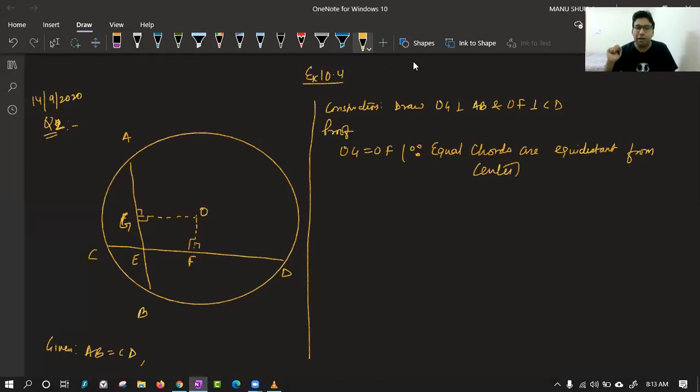Okay, now the motive of the question is to prove, I have not written to prove, let me write here, to prove, we have to prove this AE is equal to ED and EC equal to EB. Class, tell me right now which part of these chords you can say are equal.